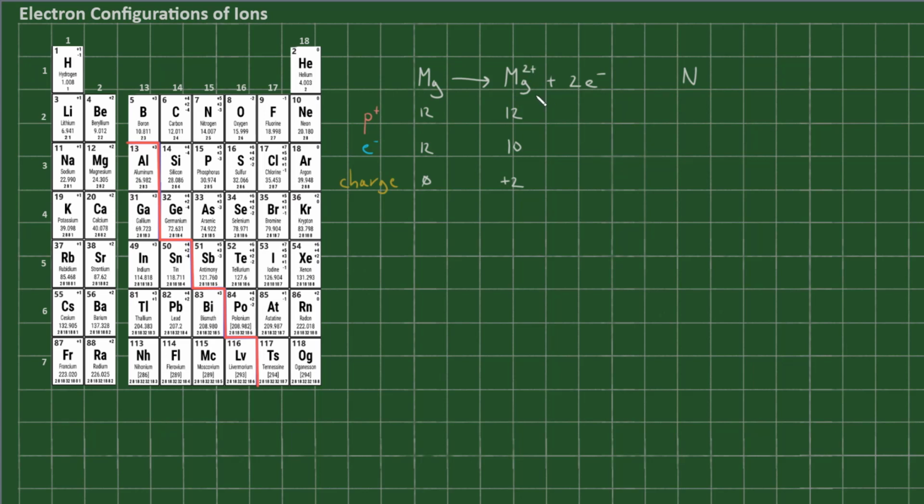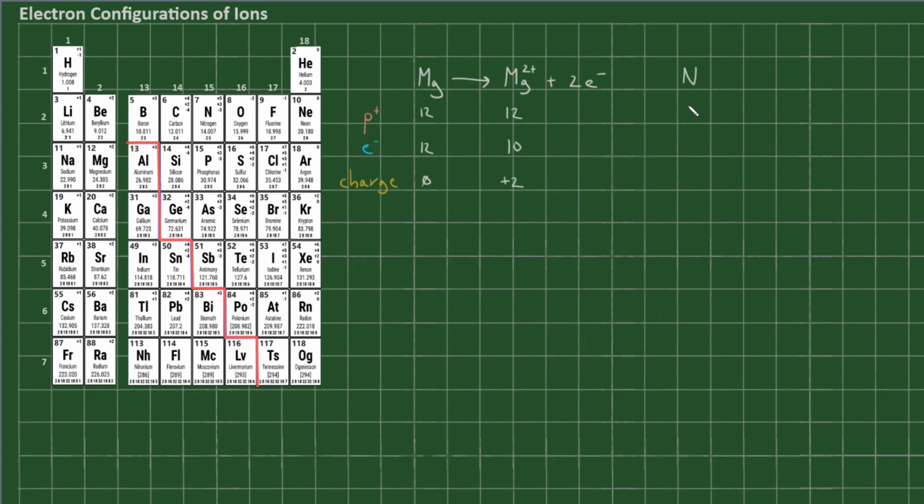Another way to approach this is to use my understanding of the periodic table of elements. All of the elements in group 2 will end up giving a cation with a 2 plus charge. Alright, so I can say that a magnesium atom will lose 2 electrons to give a magnesium cation that has a 2 plus charge. Okay, let's look at nitrogen.